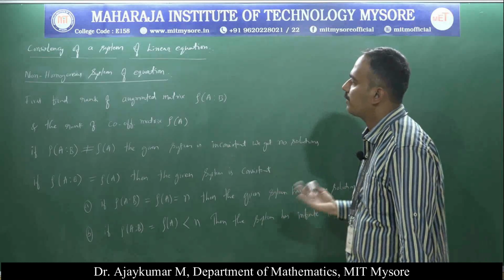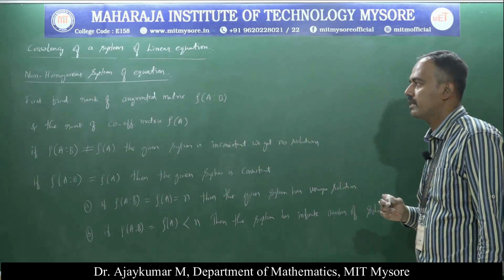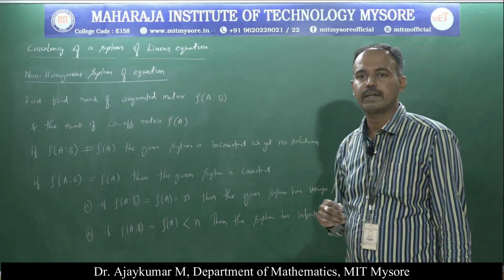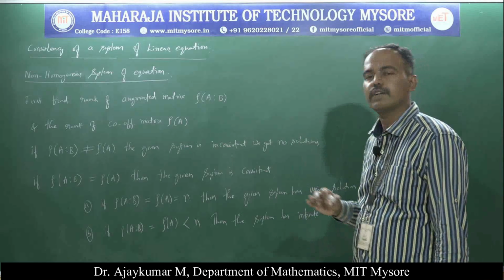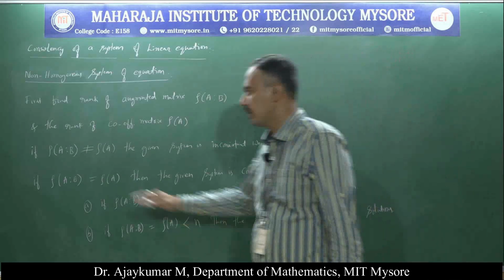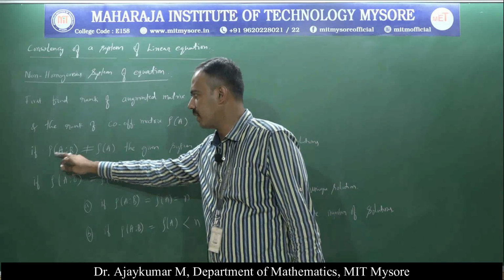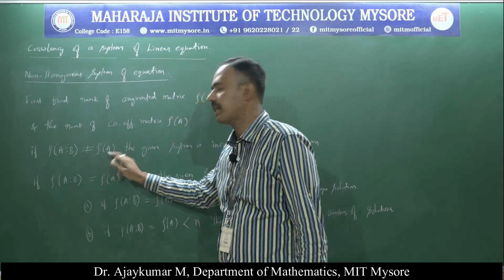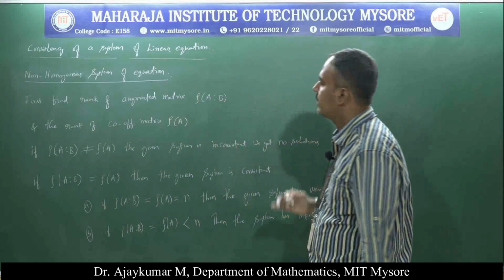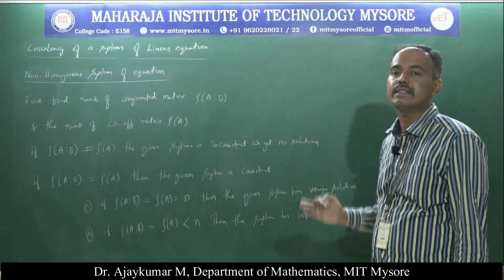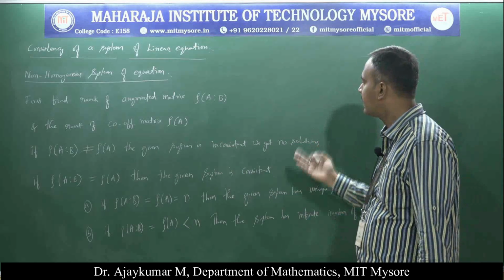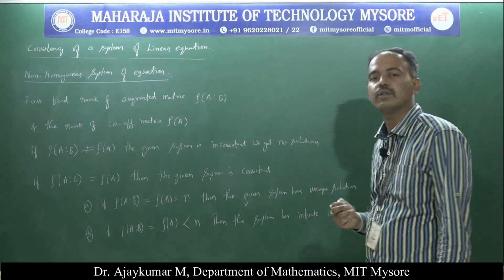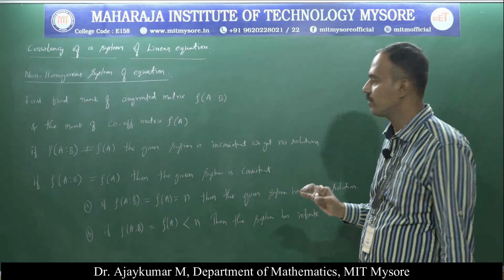Okay, now after finding the rank of the augmented matrix along with the coefficient matrix A, next we have to check for the verification. Suppose the rank of the augmented matrix is not equal to the rank of the matrix A, then the given system is inconsistent. In such cases we get no solutions.